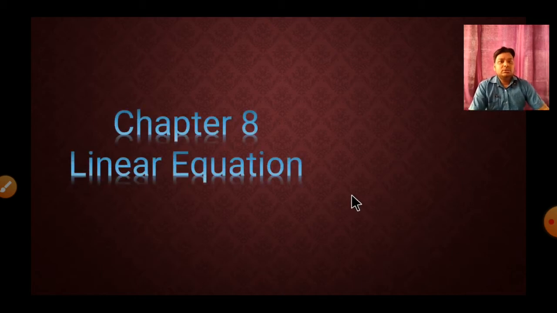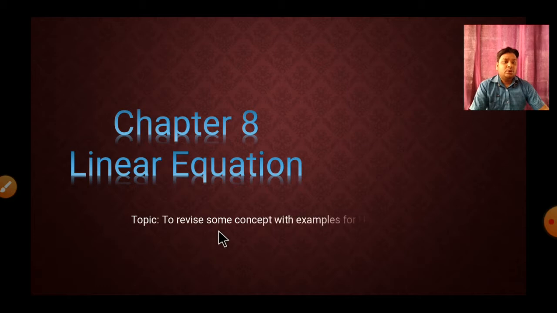You know that after a few days, from the 12th of September, your half yearly examination will start. So students, today we will revise the previous chapter, concepts and some examples also. Today we will discuss the concept of linear equation in one variable, Chapter 8, Linear Equation in One Variable, in RS Aggarwal. The topic today is to revise some concepts with examples for the half yearly examination.